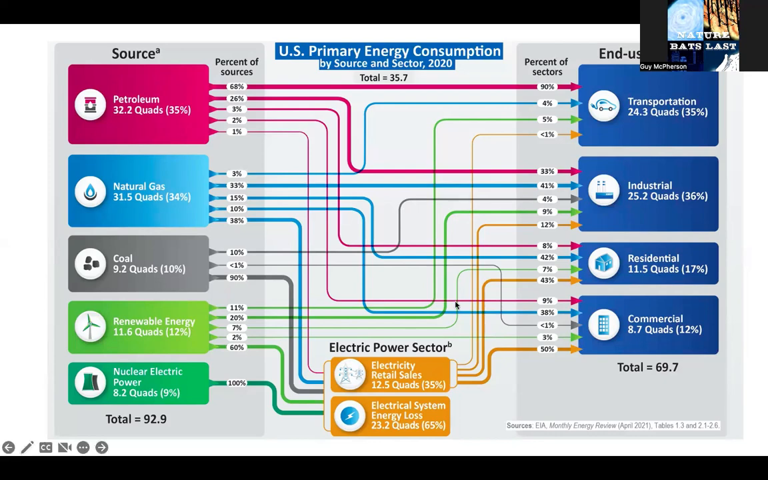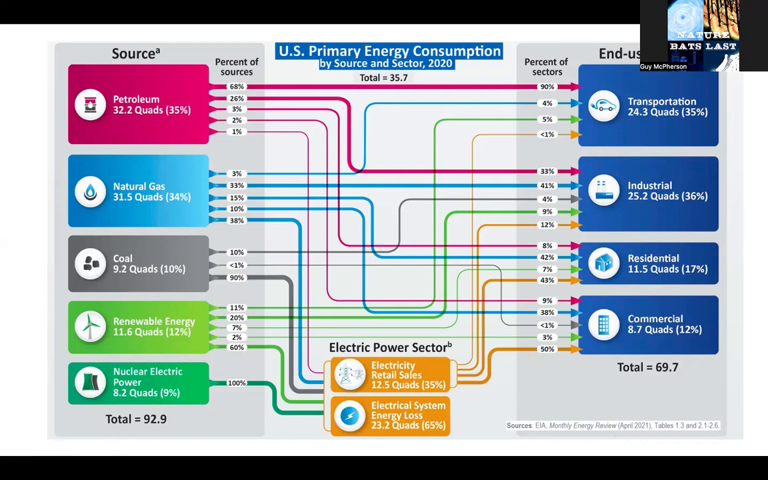I'm going to go through a couple of these because they differ wildly. This is from the Energy Information Agency Monthly Energy Review 2021. Let's just go from upper left down to lower right here. We've got sources and percentages of the sources. Petroleum, we've got the energy amount measured in quads and the percentage. Then we've got natural gas, coal, renewable energy, and nuclear power.